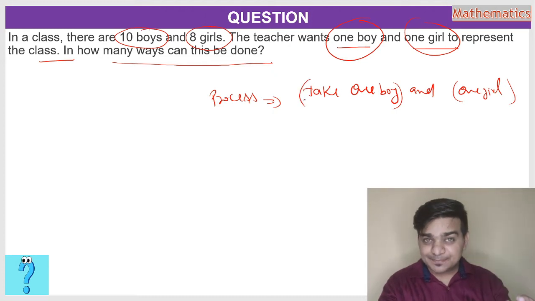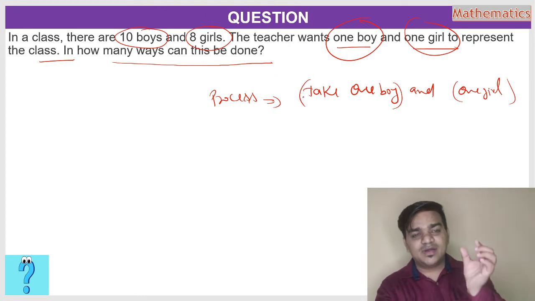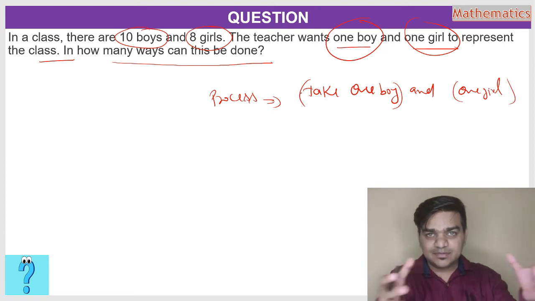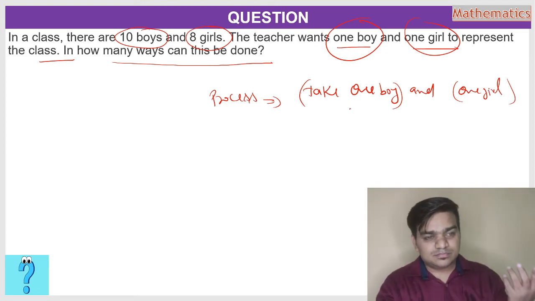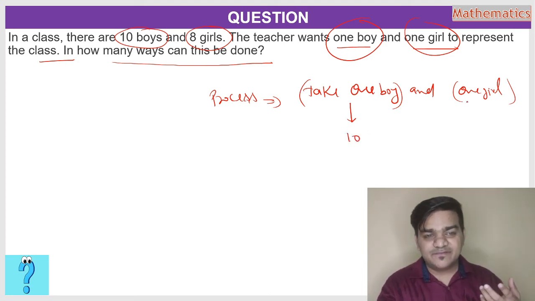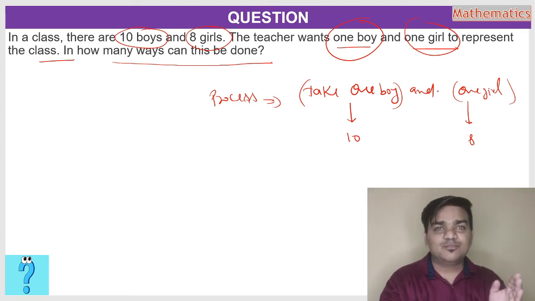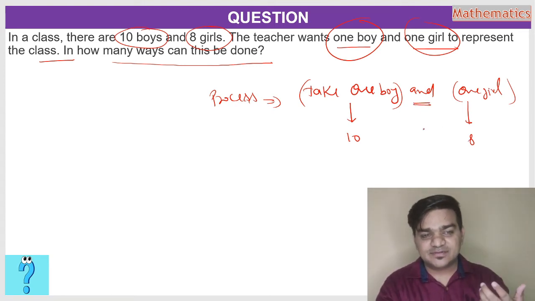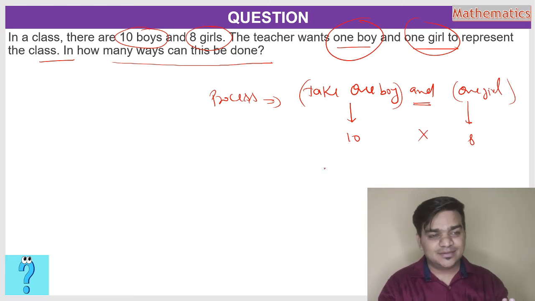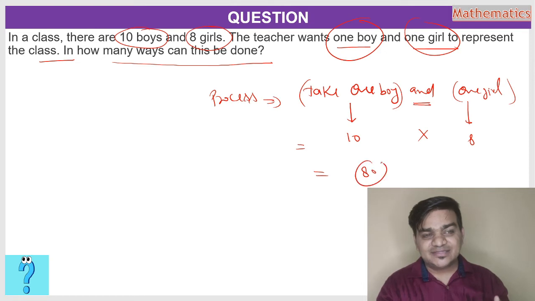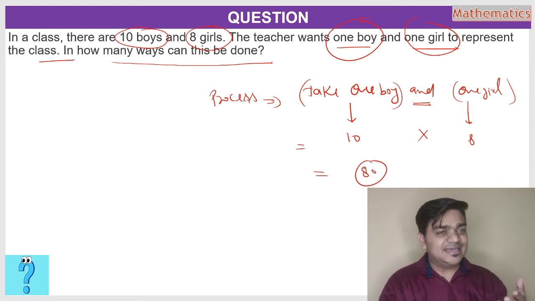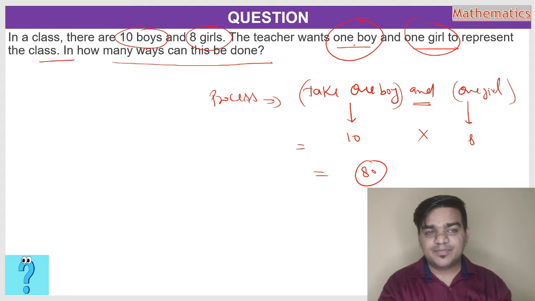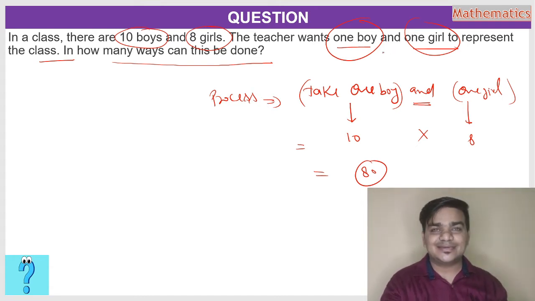So we have two steps of this process, and we have an AND connector between these steps. How many ways to take a boy? 10. How many ways to take a girl? 8. And because between both steps this AND is given, we will use the multiplication sign. So what is the number of ways of this process? 10 into 8 means 80. There are 80 ways in which the teacher can select one boy and one girl to represent the class.